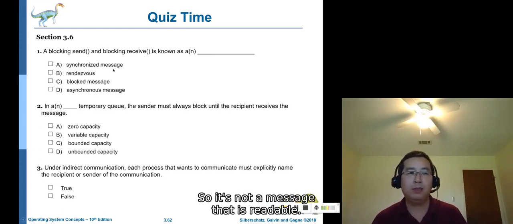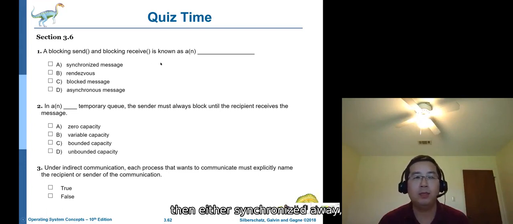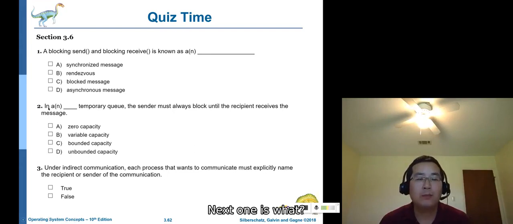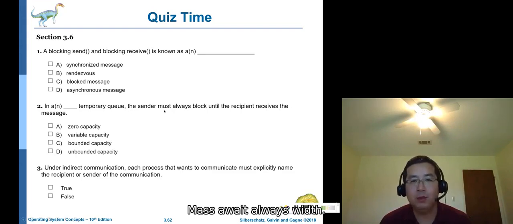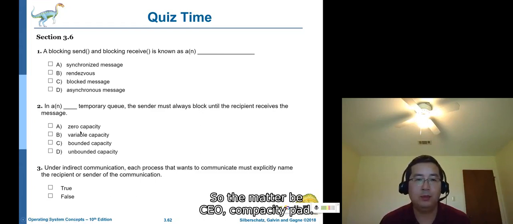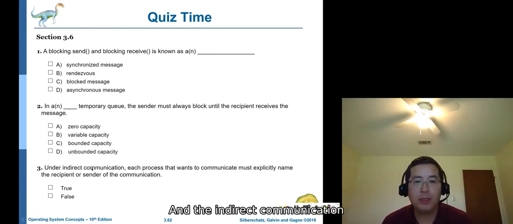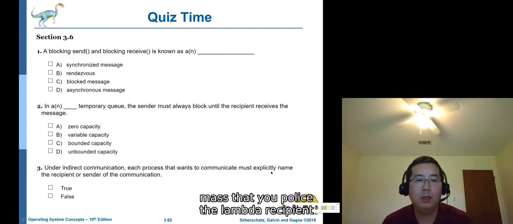So it's not a blocked message, it's a rendezvous. So that means when both block, it's a synchronized way. Both will block. Next one: in a temporary queue, the sender must always block until the recipient receives the message. Must wait, always wait. So there must be zero capacity. Okay?